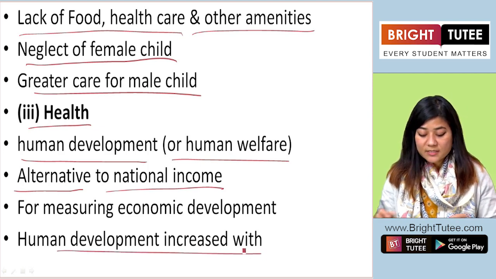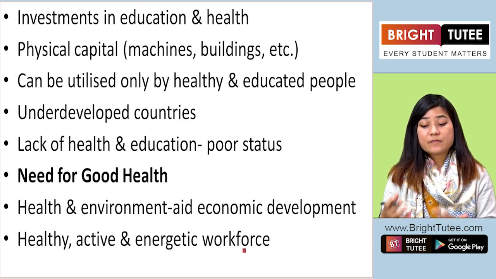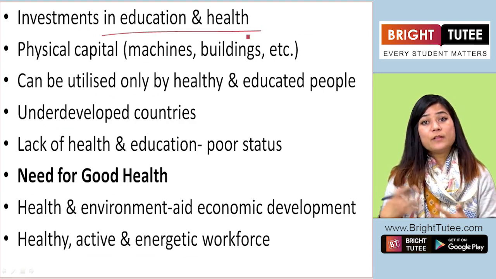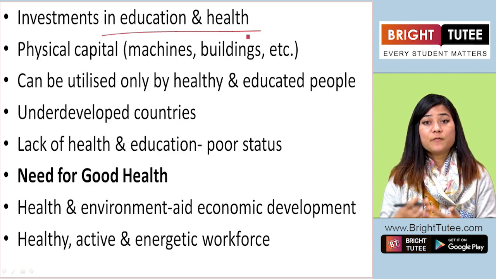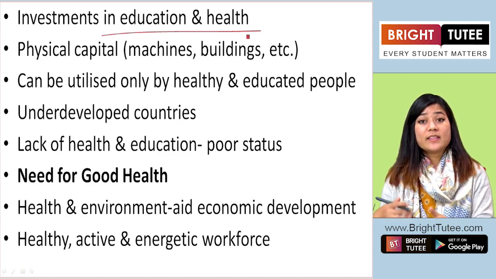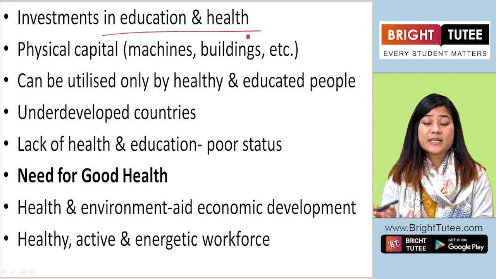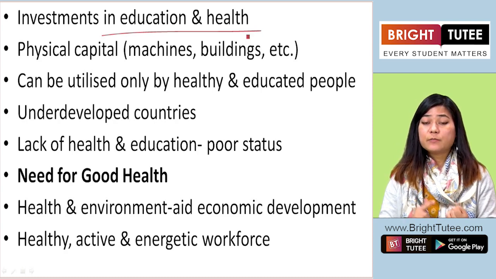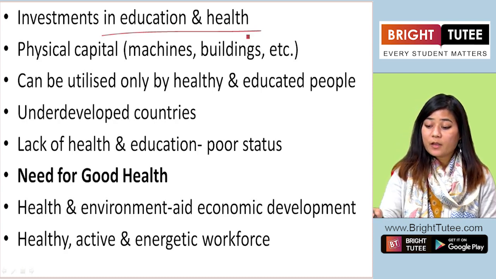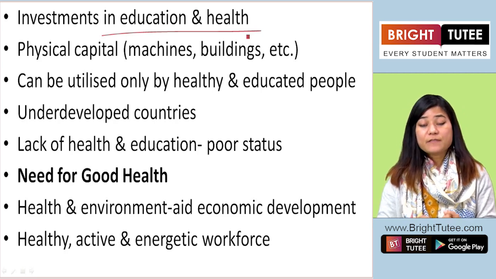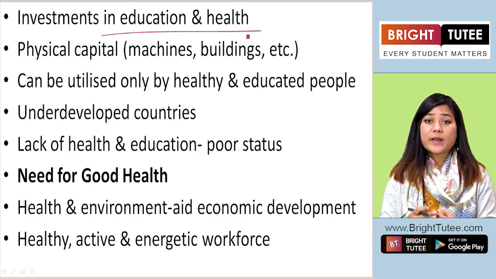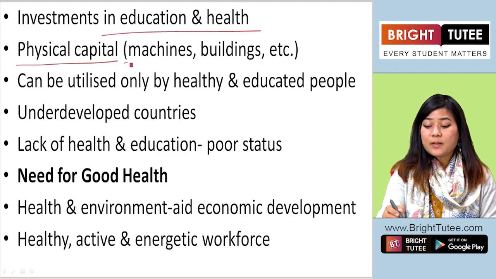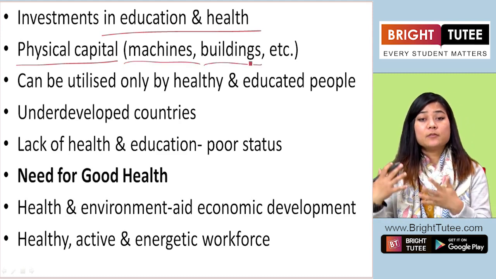Now human development increases with the investment in sectors like education and health. So human welfare is increased when health facilities are provided and maintained, when people are given education and the facilities are made accessible to them. Because if human beings are not given proper health facilities where they can go when they are sick, if they are not given education facilities from where they can get education, then they cannot make use of physical capital. Example, machines, buildings, where people go to work.